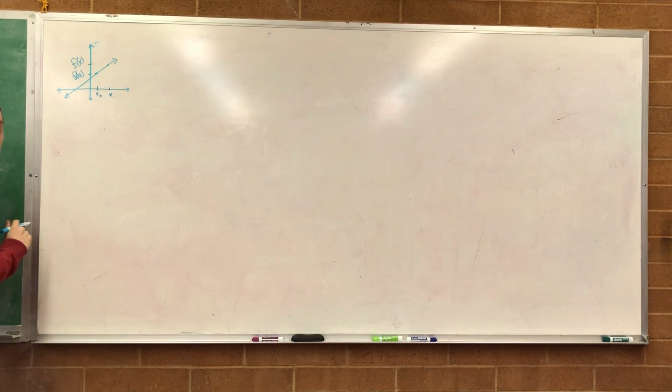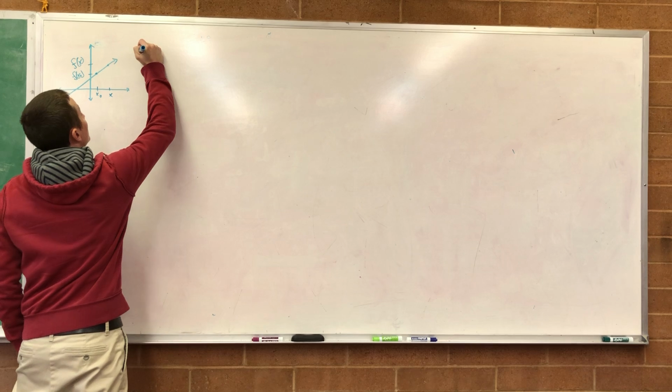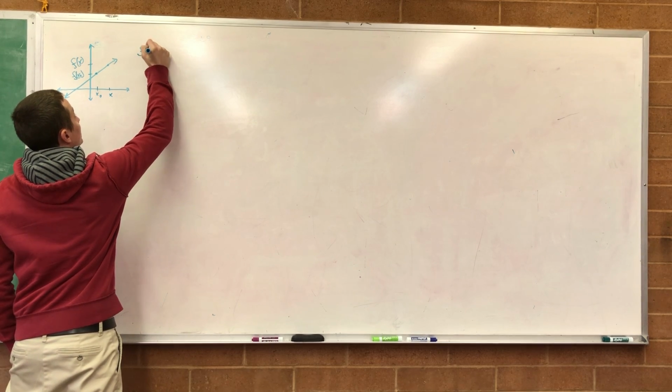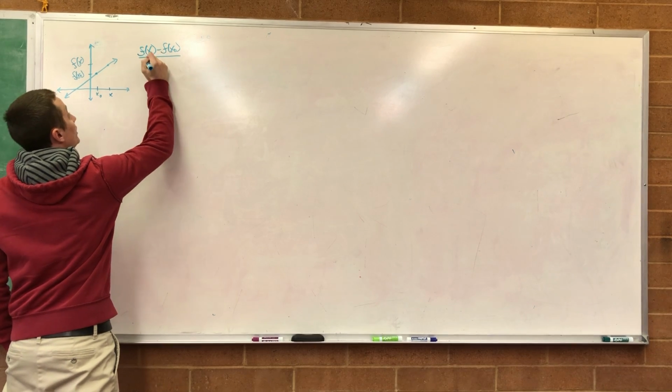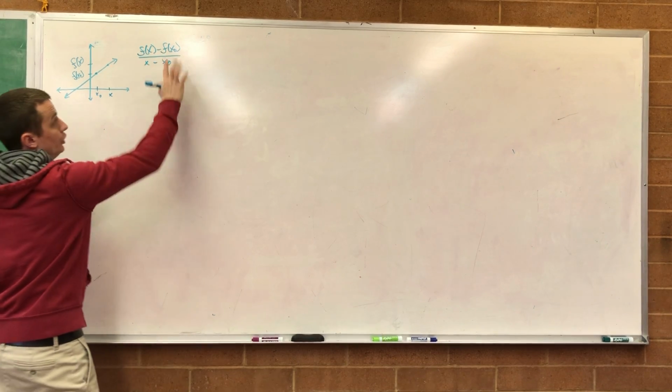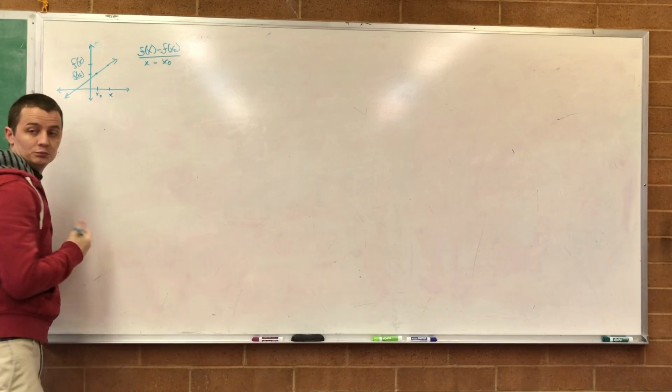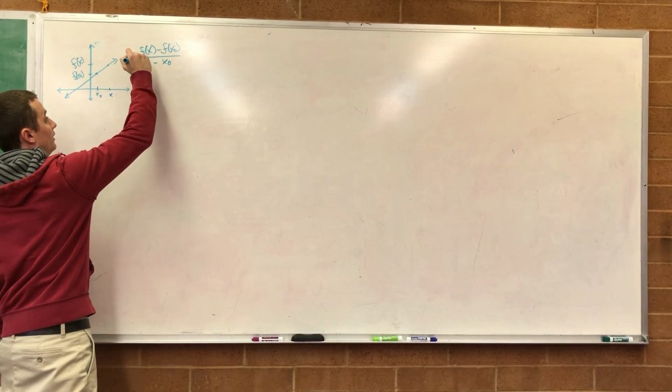With me so far? So what's the slope of that line? f of x0 minus f of x over x0 minus x. Or f of x minus f of x0 all over x minus x0. Or you could flip the order of both those if you wanted. It's the same. So the slope is equal to that.